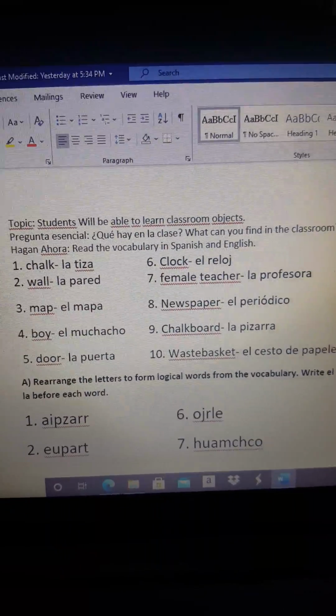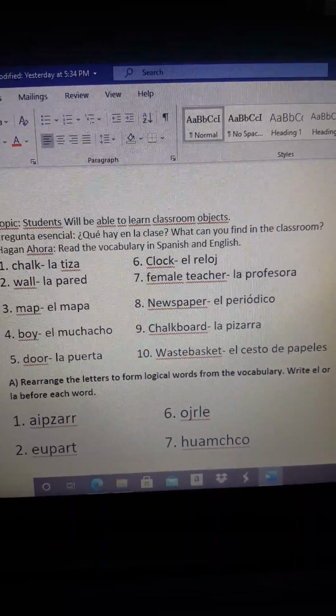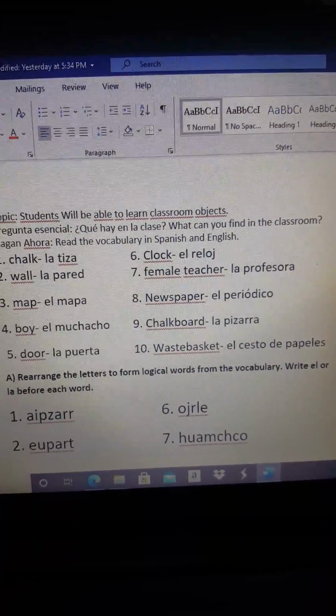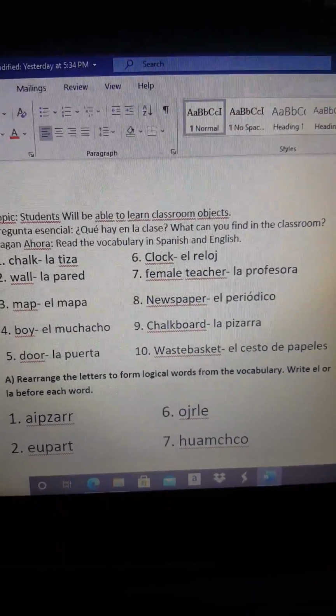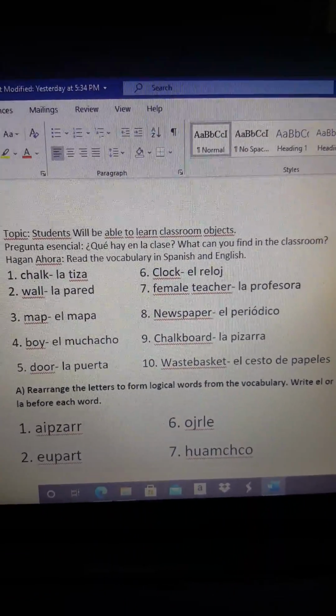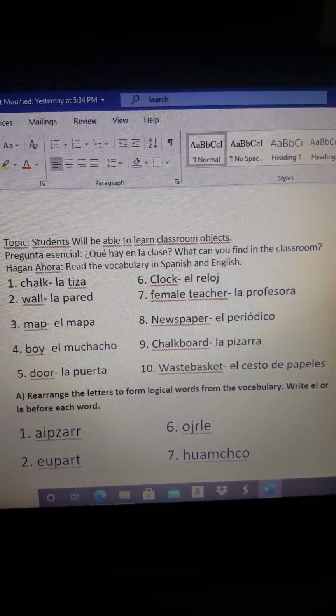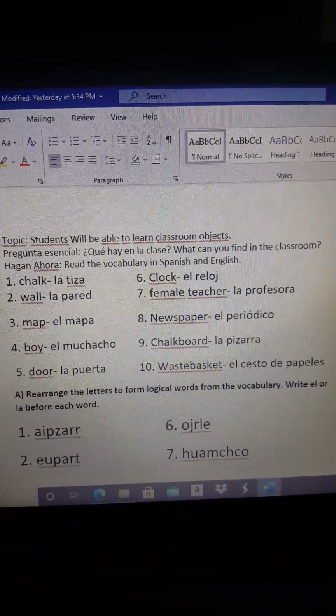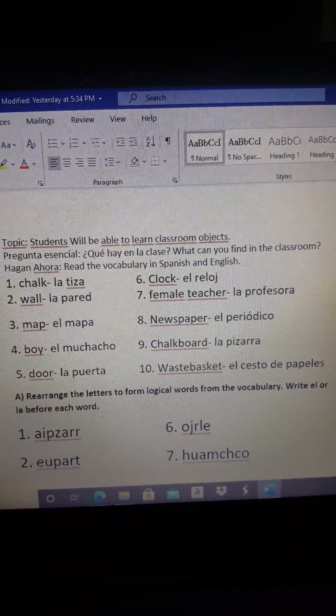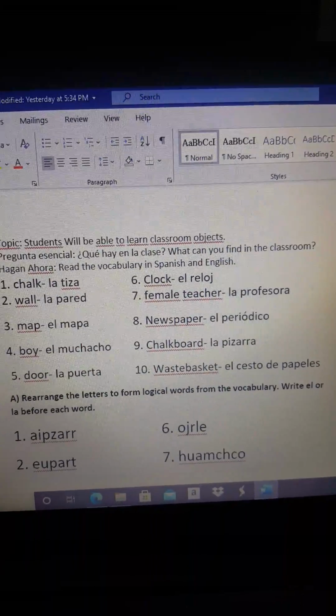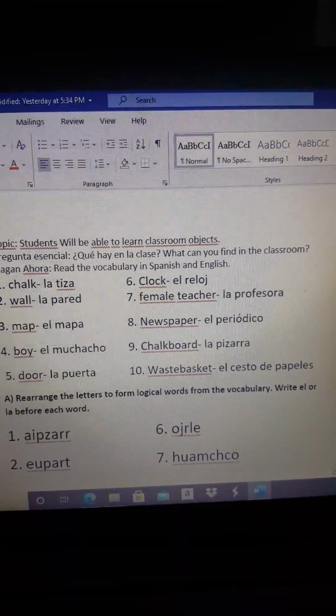Now you could ask students, for example, how do you say chalk in Spanish? ¿Cómo se dice chalk in español? And students would answer la tiza. ¿Cómo se dice wall? La pared. ¿Cómo se dice map? El mapa. ¿Cómo se dice boy? El muchacho. ¿Cómo se dice door? La puerta. So on and so forth.